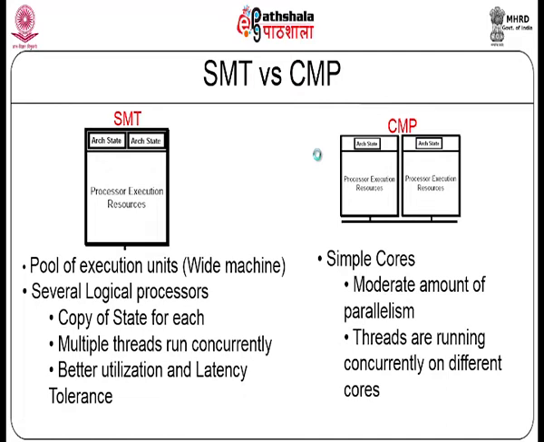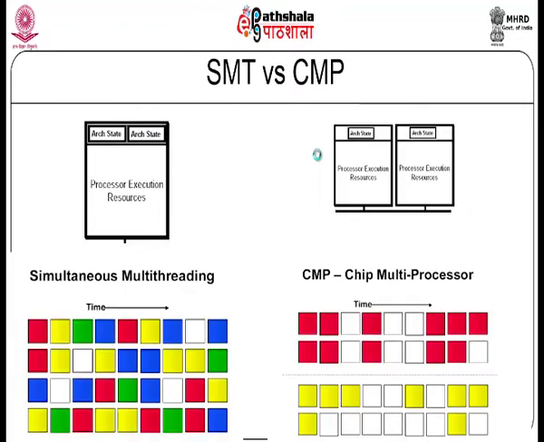So, to give you a comparison between SMT, simultaneous multi-threading, and chip multiprocessors, if you look at simultaneous multi-threading, it has a pool of execution units. It is normally a wide machine because you are looking at multiple issue processors there. There are several logical processors where you have a copy of state for each, you have multiple threads running concurrently, and there is better utilization and latency tolerance when you look at SMT. When you look at CMP, they are much simpler cores. There is a moderate amount of parallelism. The threads are running concurrently on different cores of execution.